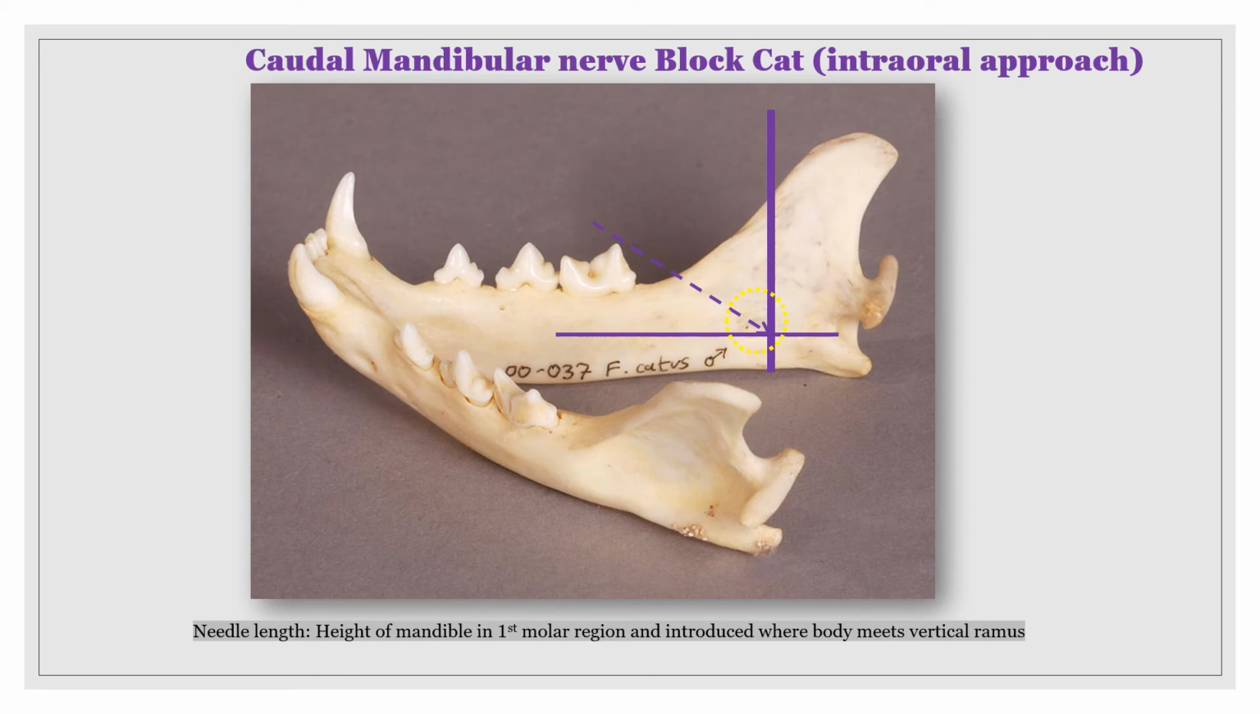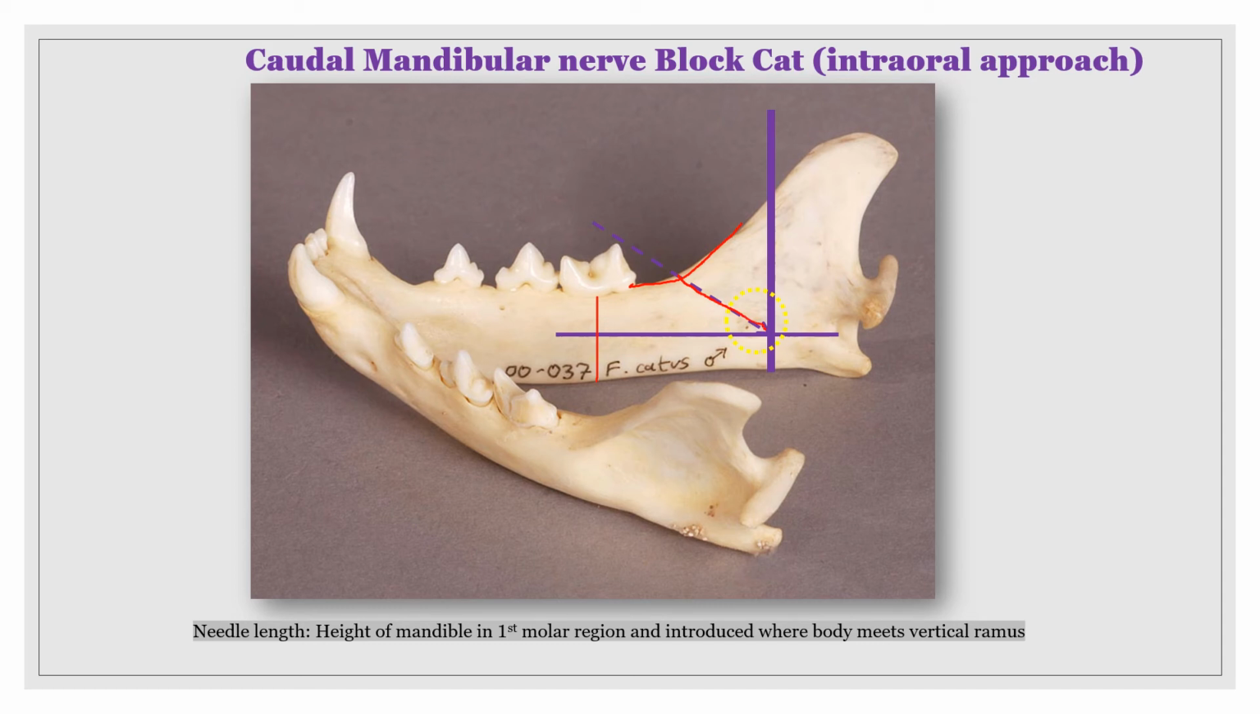So just again demonstrating this approach for the cat. Here's the full height of the mandible in the first molar region in this area here. We go just behind the last molar tooth where the vertical ramus meets the body, in that area here. The needle is slightly bent inwards, so it tracks along the bone here to the full height of the mandible.